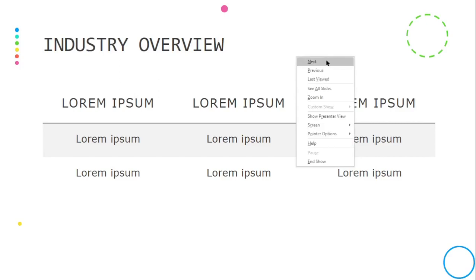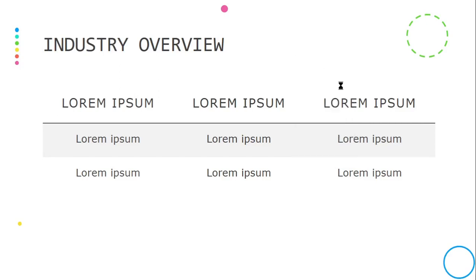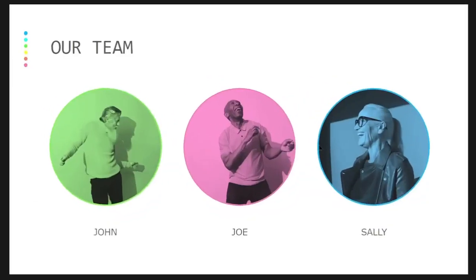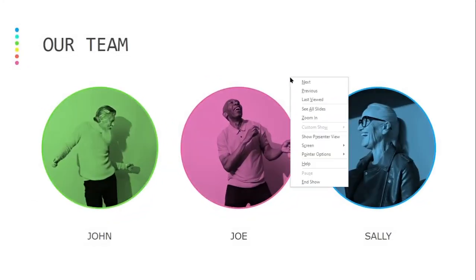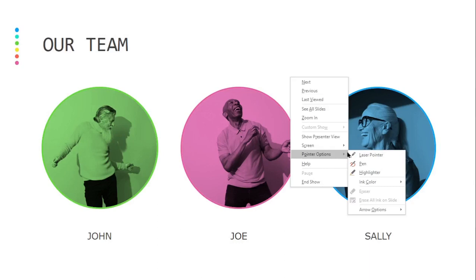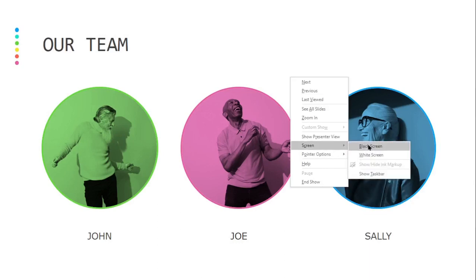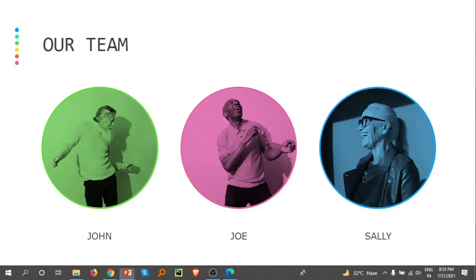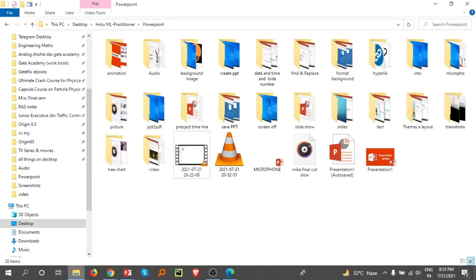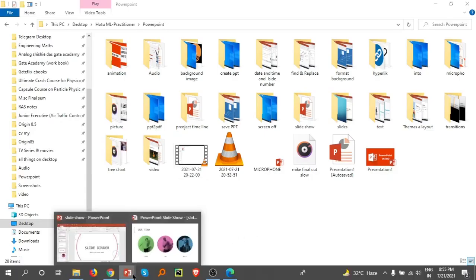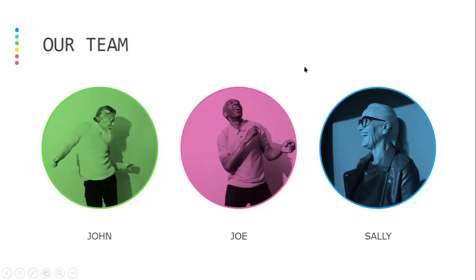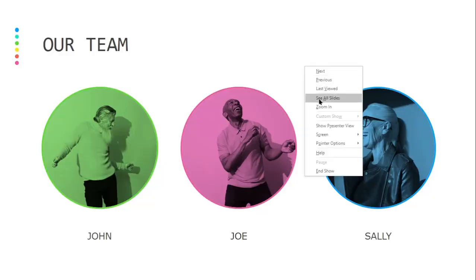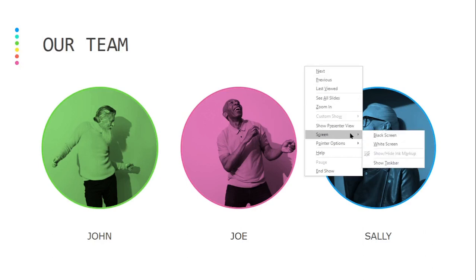You can also right click here, and you can see there is next, previous, last viewed, see all slides. So I am going to see all slides. I am selecting from this, and again pressing right click: zoom in, start presenter view, screen, pointer options. Here you can see the blank or white screen, and the taskbar, so if you need any file you can access it from here and then directly go to your slides.